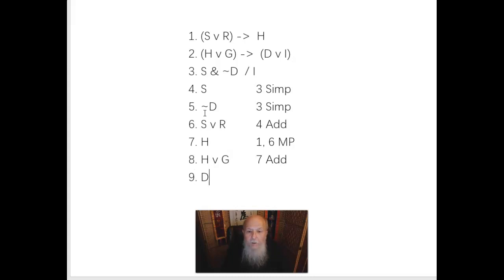Now I can get D or I from 2 and 8, modus ponens, and now I can get I from 5 and 9, disjunctive syllogism. And I have my proof. So that's how that works.